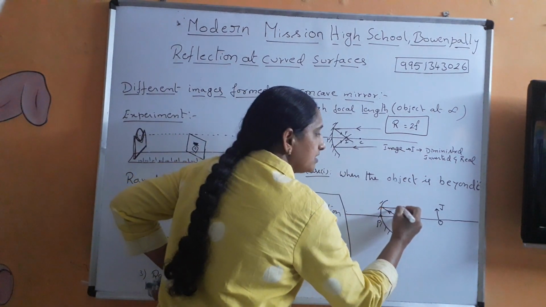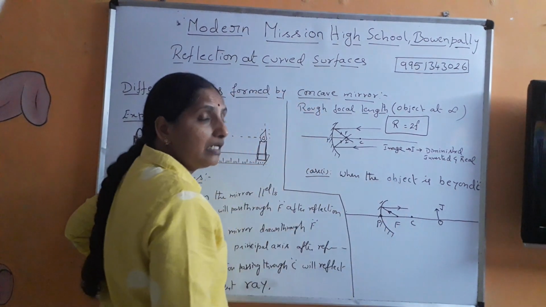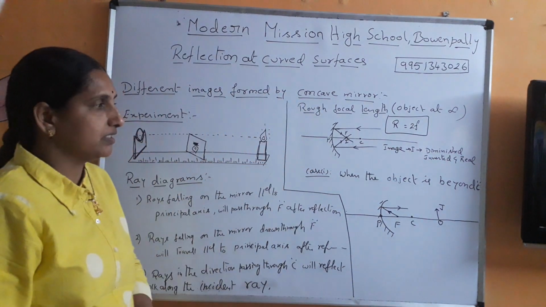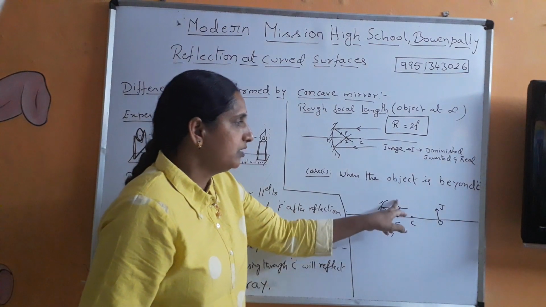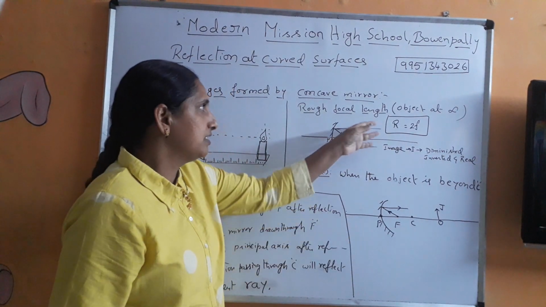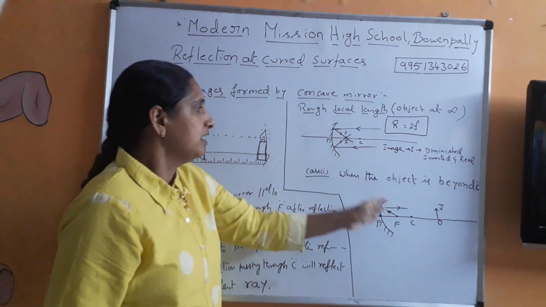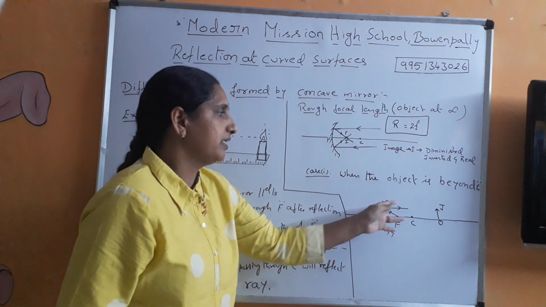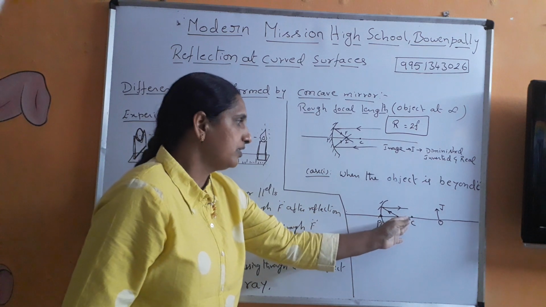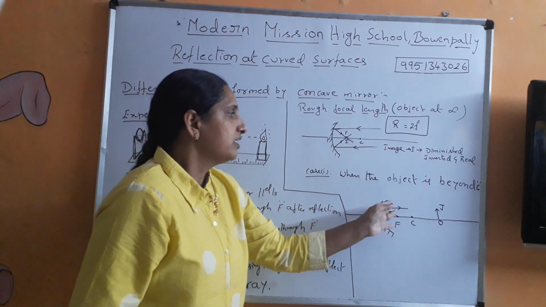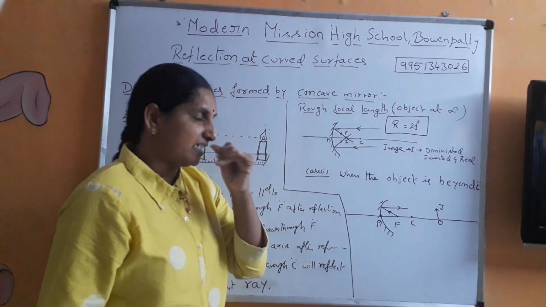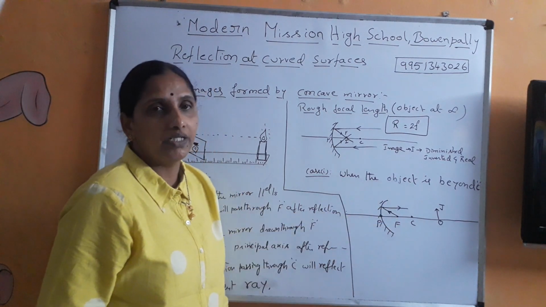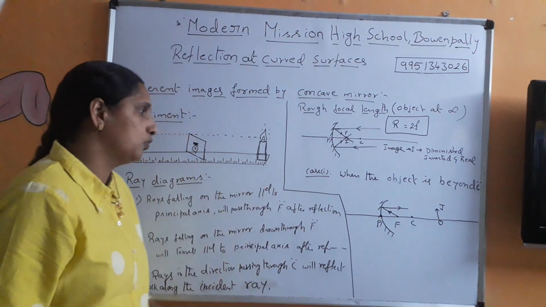Obviously it reflects parallel to the principal axis. It reflects parallel to the principal axis. Symmetry. See, if it is coming here, the converse is also possible in the case of light. It takes the same path again. So from here the light ray is incident. It reflects in the direction parallel to the principal axis. This is the second rule.